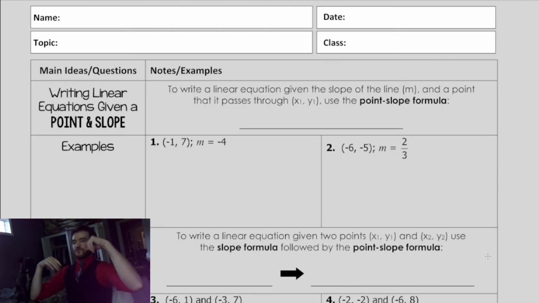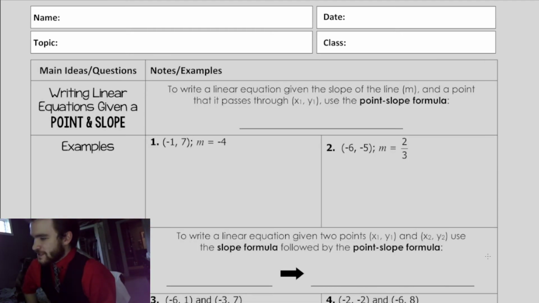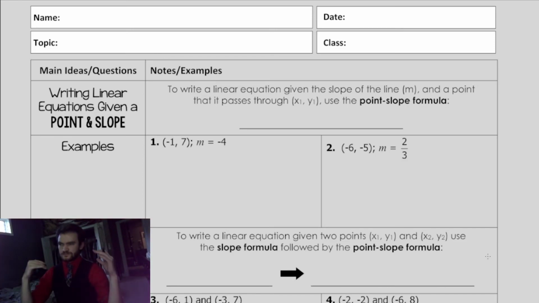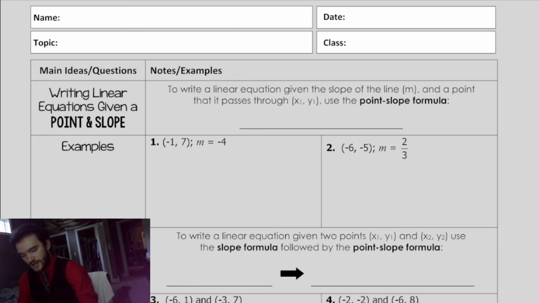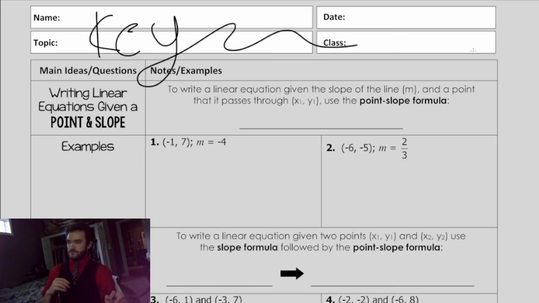Regardless, we are going to be working on point slope and basically applications of these equations. Cool? Great. So we're going to start off strong. Okay, this is the key of everything. All right, writing linear equations given a point and slope.